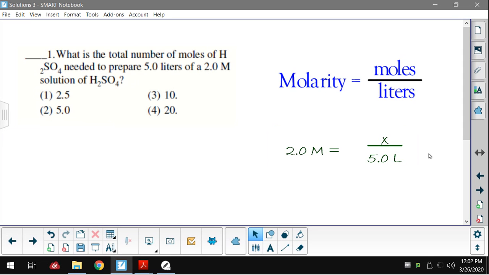This is an easy one because you guys like cross multiplying and dividing. And you can do that when you have two fractions opposite on either side of an equal sign. So it's just going to be 2 times 5, and that's 10. So the answer is 10 moles.